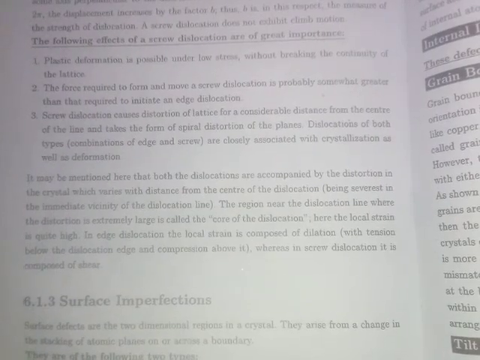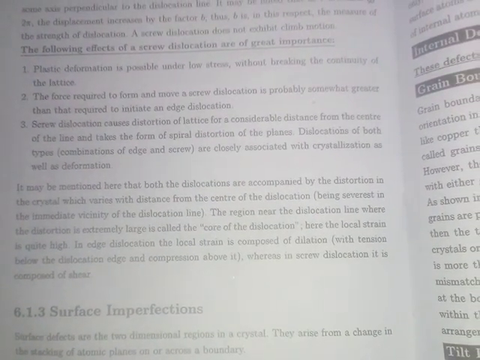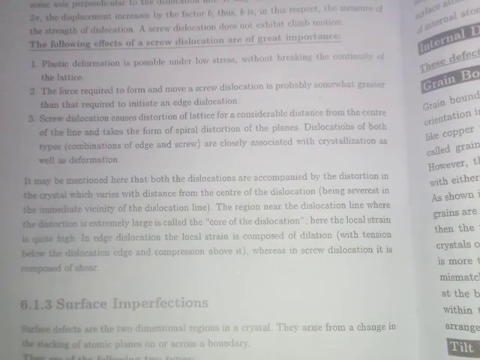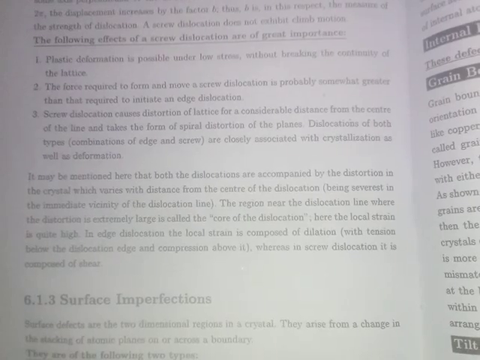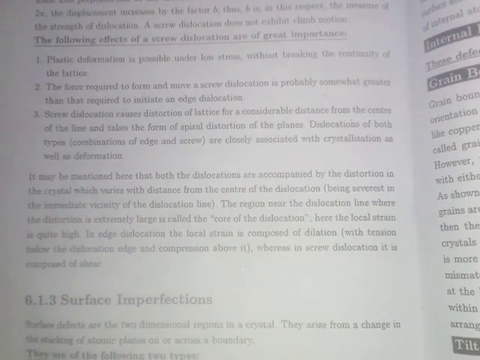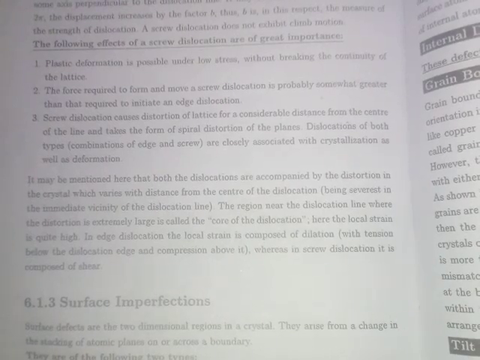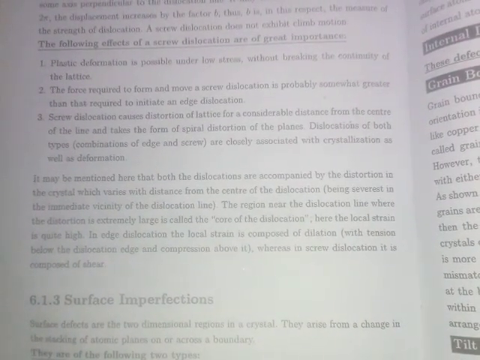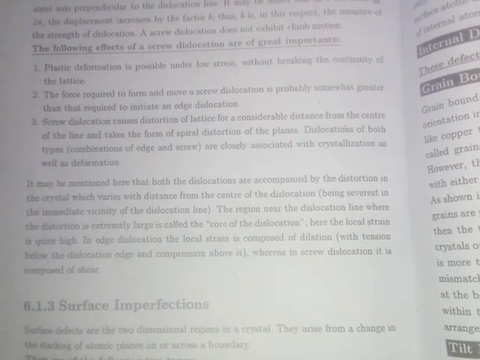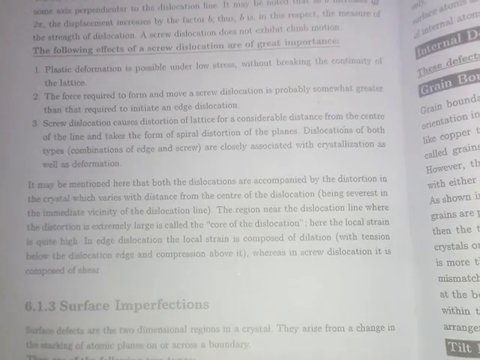The region near the dislocation line where the distortion is extremely large is called the core of the dislocation. Here the local strain is quite high. In edge dislocation, the local strain is composed of dilation with tension below the dislocation edge and compression above it, whereas in screw dislocation it is composed of shear.